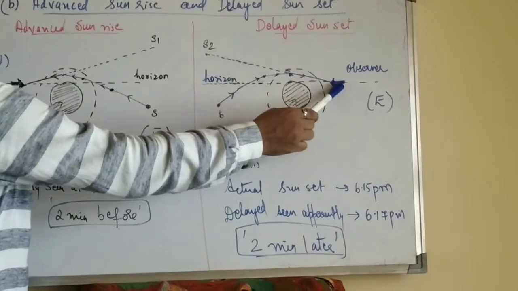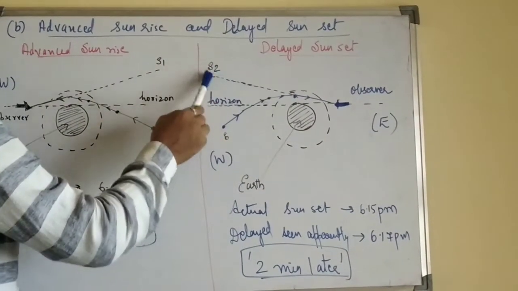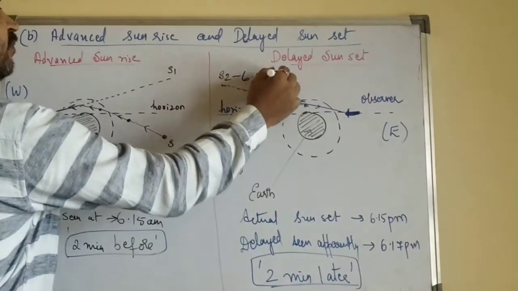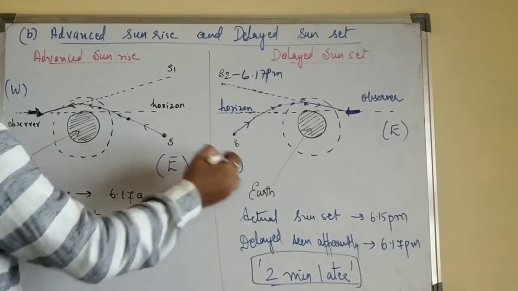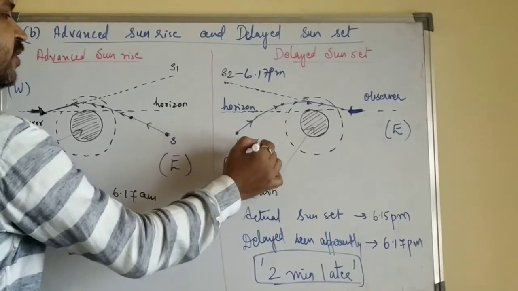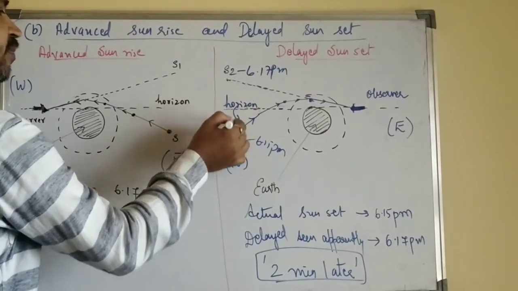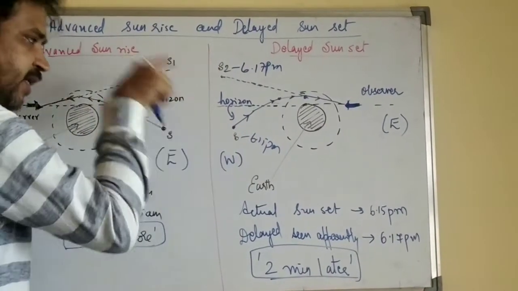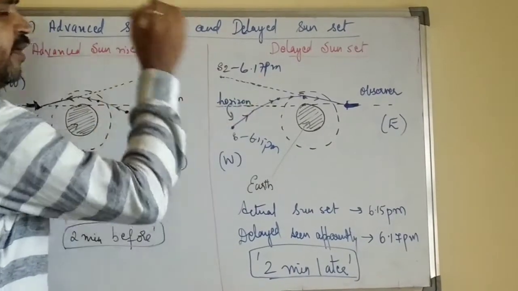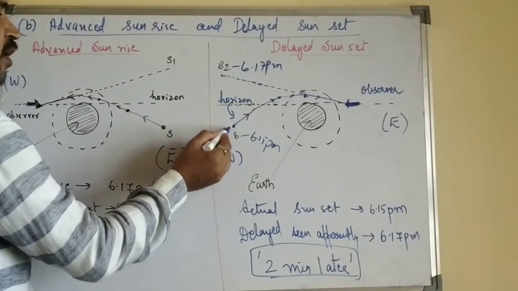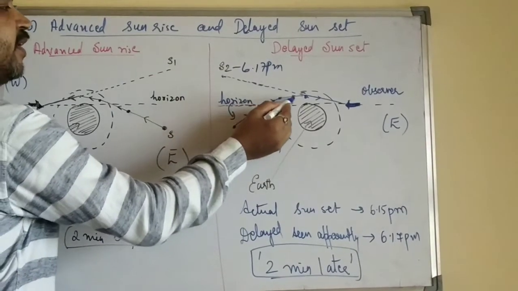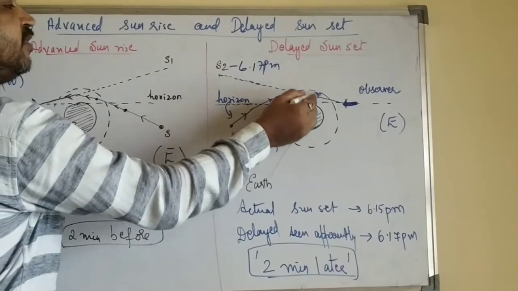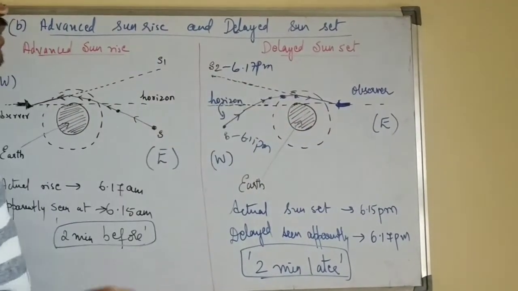Means the observer is seeing this sunset at the position S2 at what time? 6:17 p.m. Actually the sun has set at exactly 6:15 p.m. You can see the sun has gone below the horizon. And from that actual position itself, you should draw the refracted rays. So the sun is very far. So the rays from the sun, when it reaches the Earth's atmosphere, at the first layer itself, undergo multiple refractions, and the refracted ray finally enters the observer.